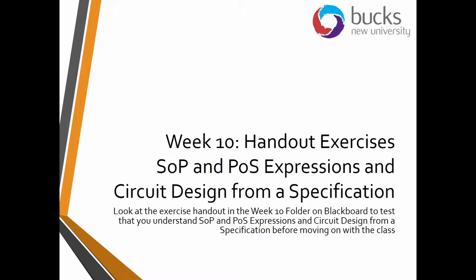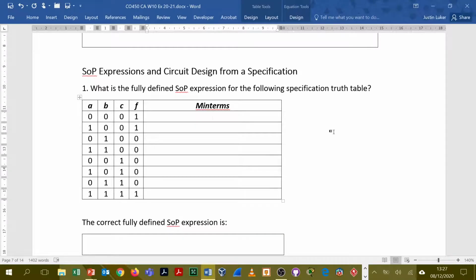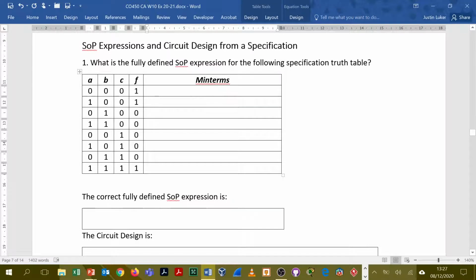Again, we'll go back to our handout and have a look at the expressions and designing our circuit from the specification. Okay, so we're back in the exercise sheet. Now we're doing sum of products expressions and circuit design from a specification. What is the fully defined sum of products expression for the following specification? The truth table is what we're going to work out. With sum of products, remember, we're looking for the 1 outputs. We have 3 1 outputs here.